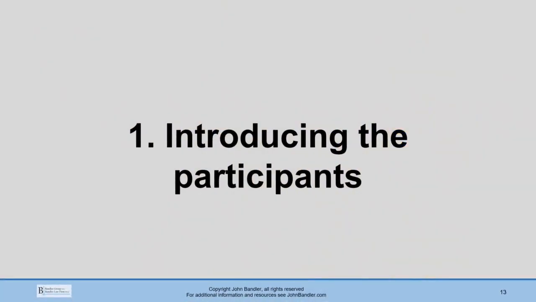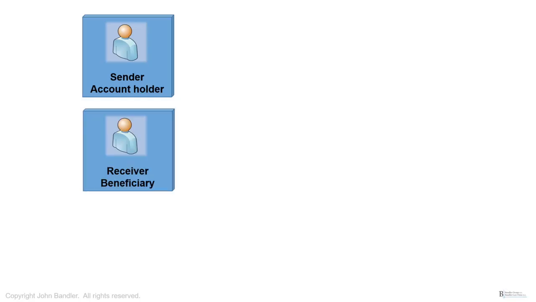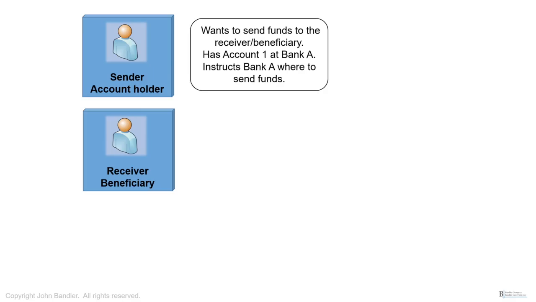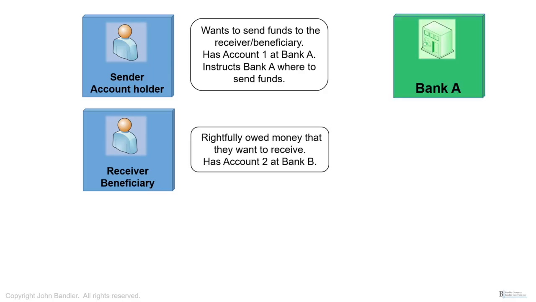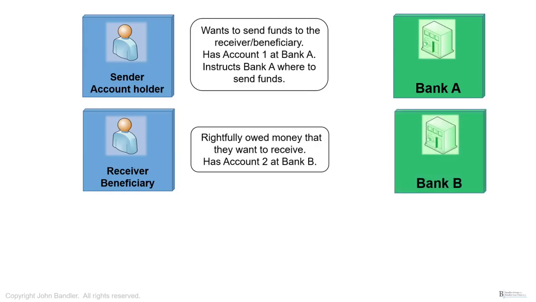Let's introduce the participants with a little more detail. We've got the sender of funds. We're going to call them the account holder. We've got the receiver of funds, the beneficiary. The sender wants to send funds to the beneficiary. They have account 1 at Bank A, and they are instructing Bank A where the banks should send the funds. The receiver is owed money from the sender. They have their own bank account at, let's call it account 2 at Bank B. So when everything goes right, the money goes from Bank A to Bank B.